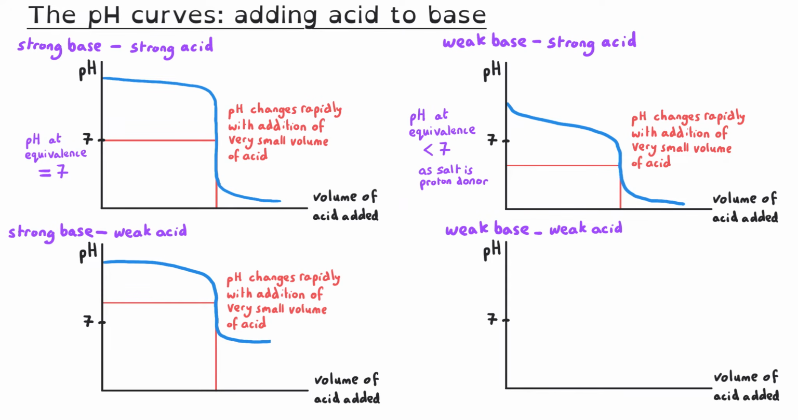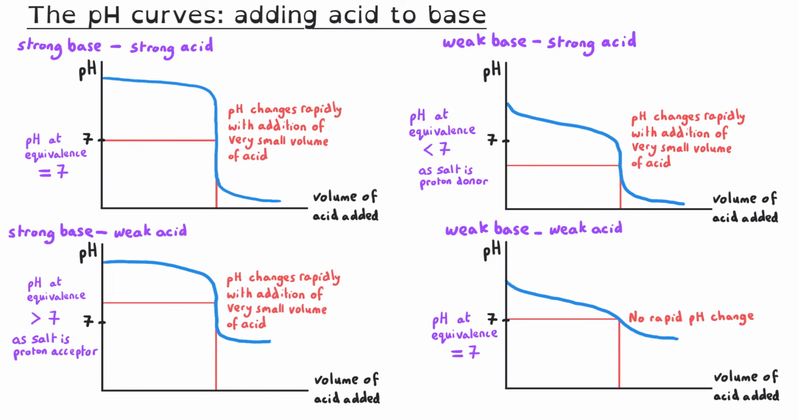If we added a weak acid to a strong base, we again start with the high pH that decreases gradually. At the equivalence point, the pH change quickly decreases to the pH of the weak acid, and the pH at the equivalence point is going to be greater than 7 because the salt is going to be a proton acceptor.